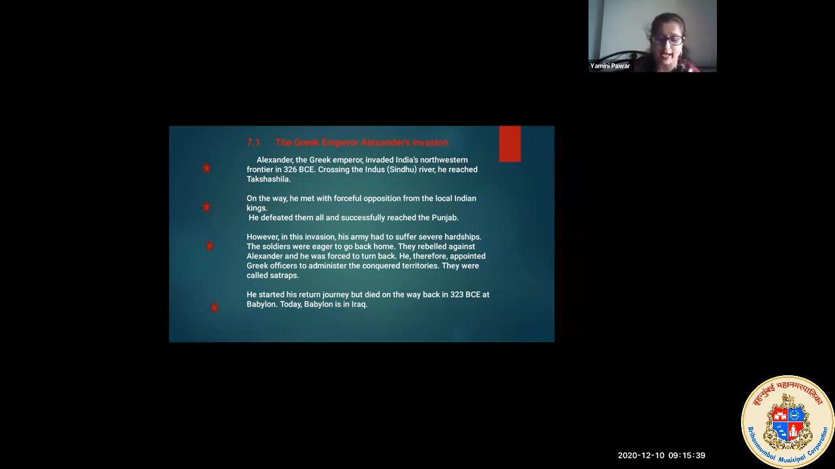They were called satraps. Now, whatever territories he conquered, there should be someone to look after them. He cannot look after them alone. Do you think alone he could look after all the things? No. For that reason, he appointed administrators for the different territories which he conquered. They were called satraps.